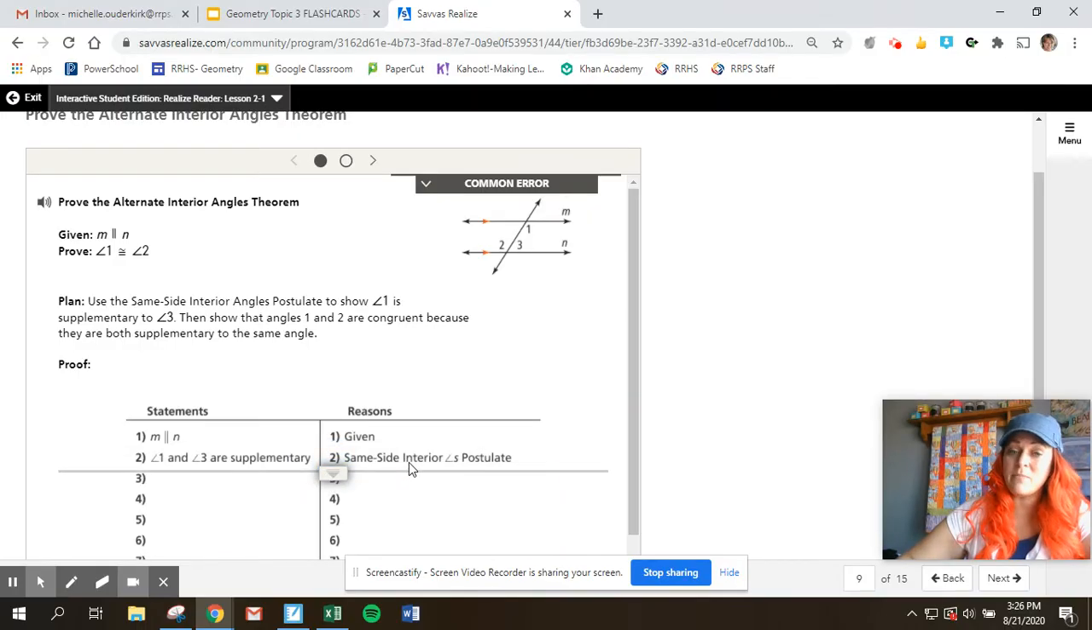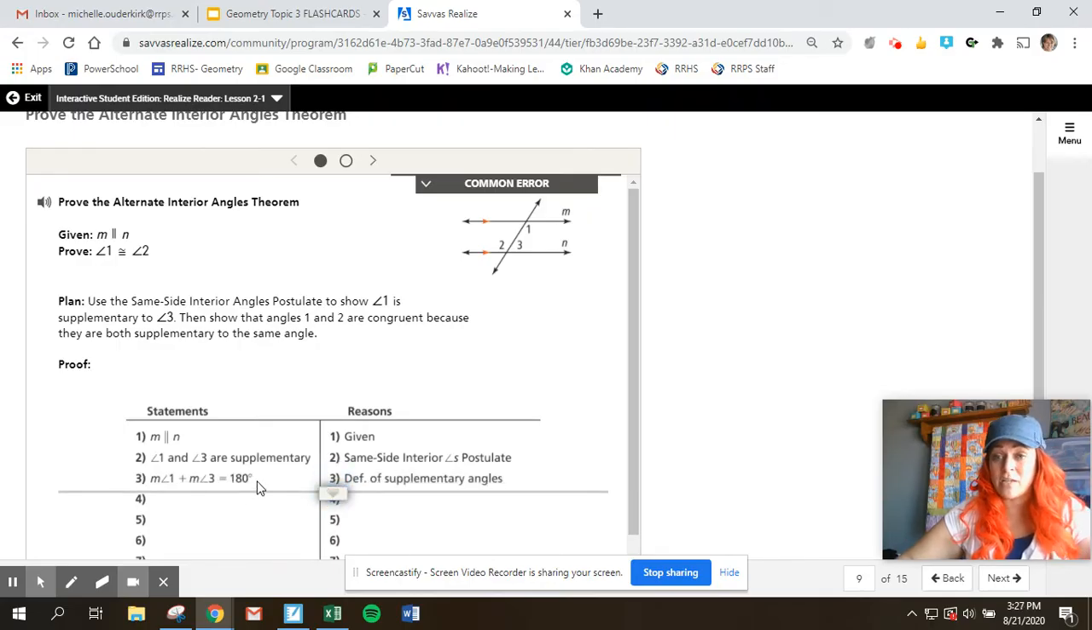They used same side interior. So hopefully you remember, we just went over those rules. Same side supplementary. So that means they add up to 180. So angle 1 and 3 are supplementary. The next step, hey, look, the actual measures add up to 180. So first you state they're same side interior. Then you state, well, what does that mean? Same side interior means they add up to 180. So definition of supplementary.